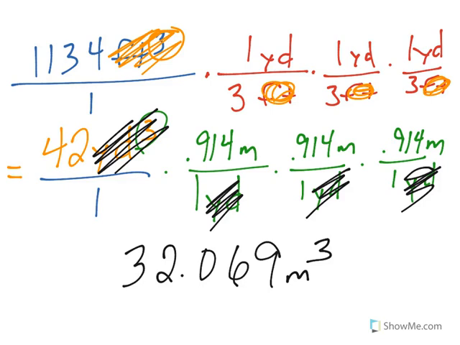Now, recall back to the beginning, it says nearest 10. Nearest 10 is this place, right? This 2 is in the 1's column, and 3 is in the 10's column. So when it says nearest 10, we're looking here. I look one place past, at the 2. 2 rounds down, so this would be 30 cubic meters, rounded to the nearest 10 cubic meters.